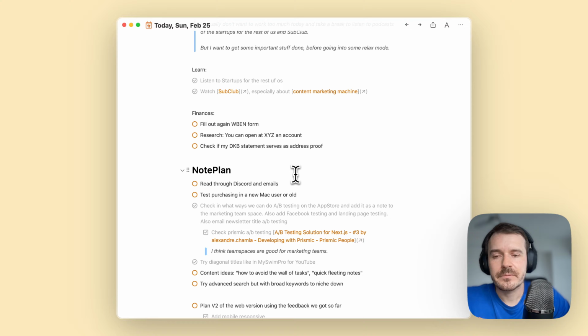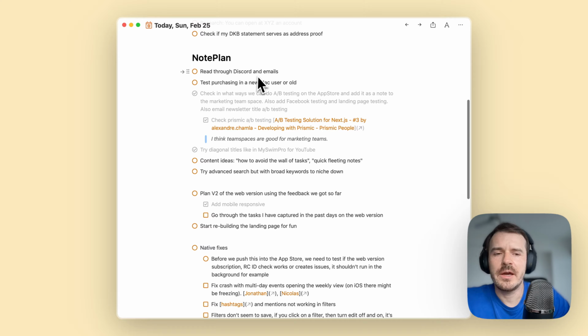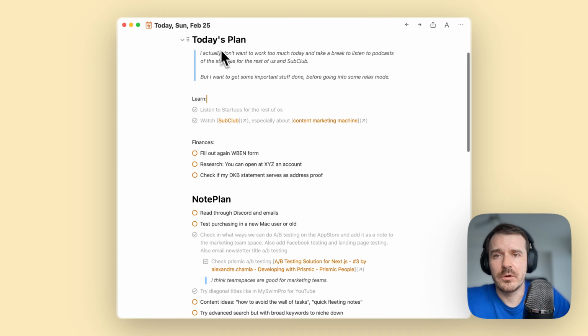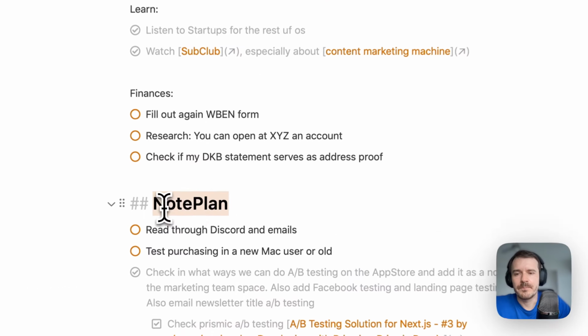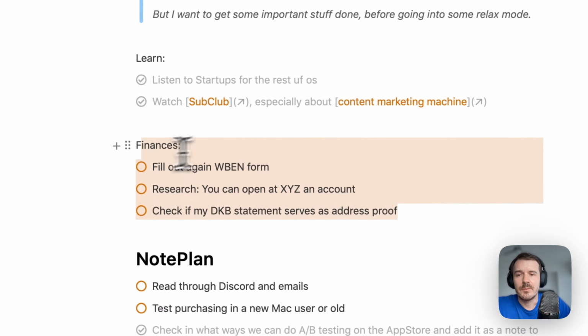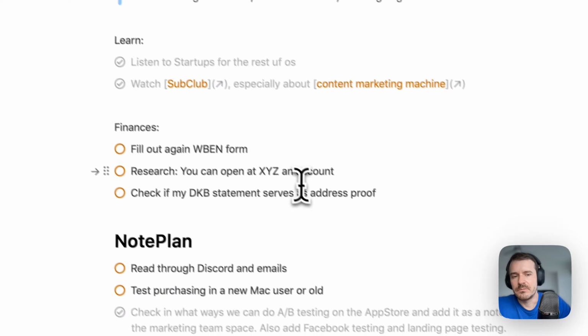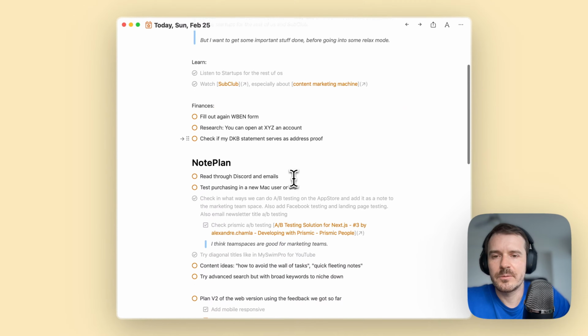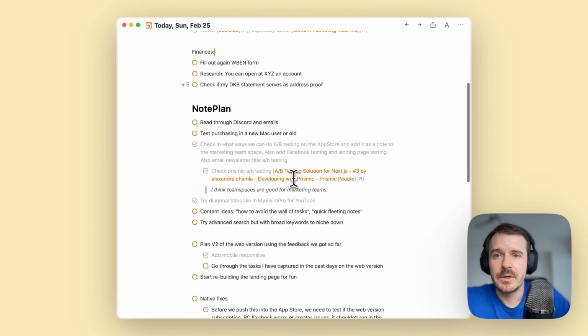Here below no plan, I usually have the most important tasks, work-related at least. And above no plan and below the today's plan, I usually have more personal errands or like learning errands. I don't really need to do them in order to advance my work in no plan, for example. But sometimes these are personal tasks, also not always super important ones, but I want to keep them around and keep advancing them as well.